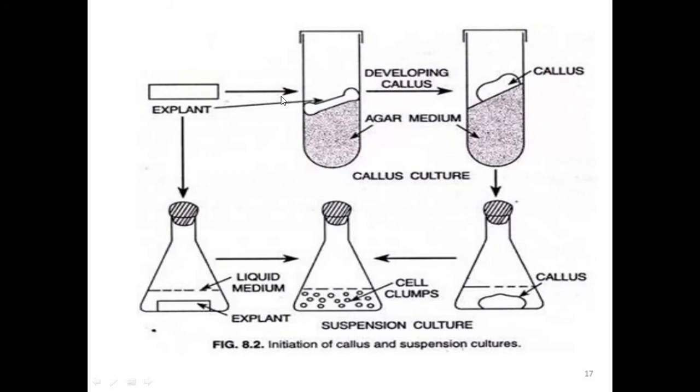Okay, again this is the explant formation, or this is the initiation of the callus and the suspension culture. We grow this explant in the agar medium. It forms the developing callus. After developing, this callus can be present in the form of cell clumps, and after cell clumps it can be grown in a liquid medium.